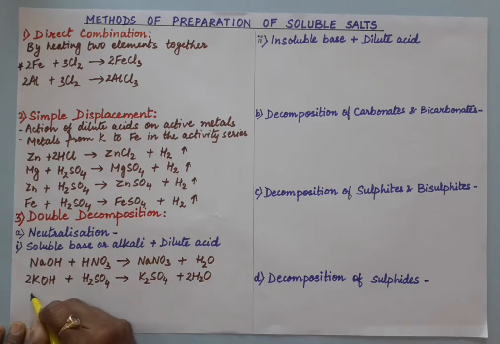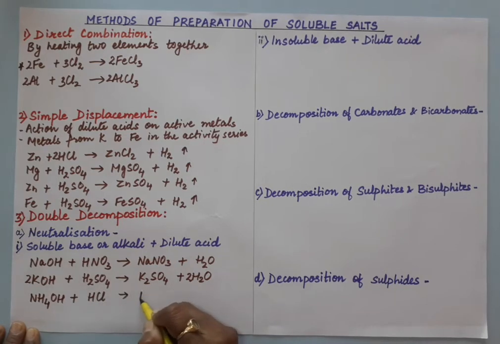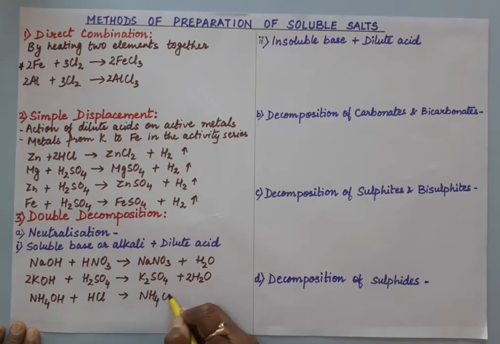Next reaction, let us take another alkali, NH4OH. When it reacts with HCl, we get ammonium chloride and water.